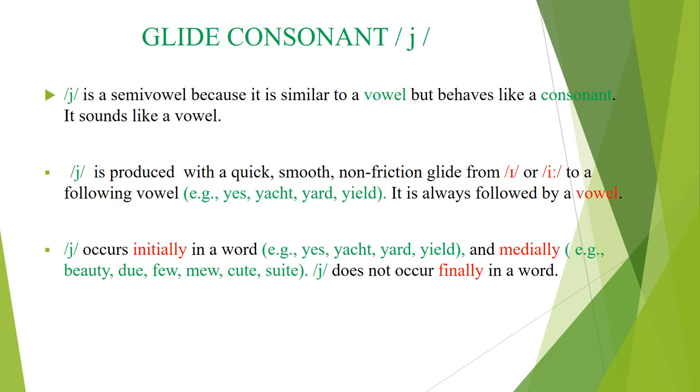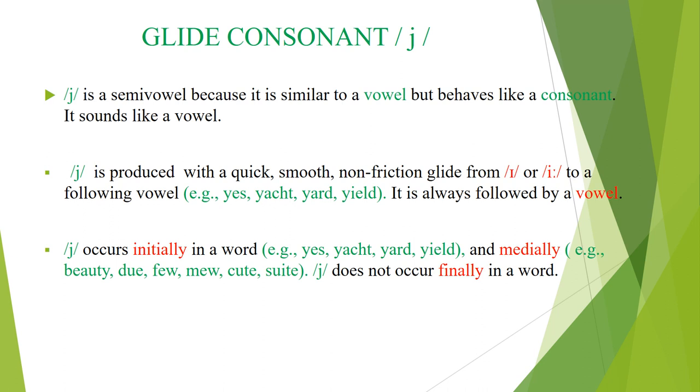We will begin with the glide consonant ye. Ye is a semi-vowel because it is similar to a vowel but behaves like a consonant. It sounds like a vowel but it behaves and functions like a consonant. That's why it's an intermediate between a vowel and a consonant, an approximant. Now ye is produced with a quick, smooth, non-friction glide from E to a following vowel. For example, yes, yacht, yard, yield. It is always followed by a vowel.